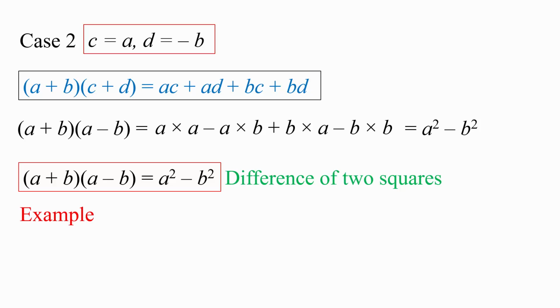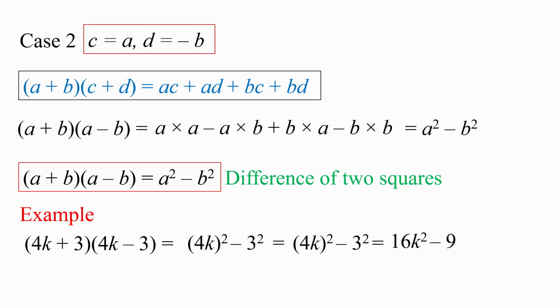And here's an example. 4k plus 3 in one bracket, 4k minus 3 in the second bracket. If we replace all occurrences of A with 4k and all occurrences of B with the number 3, that's what it looks like. And (4k) squared means 4k times 4k, which is 16k squared. 3 squared means 3 times 3, which is 9.